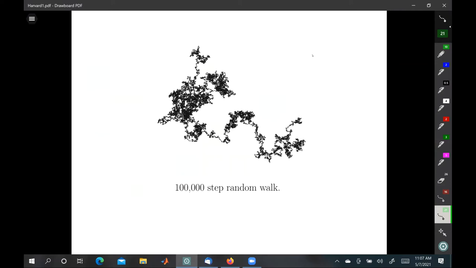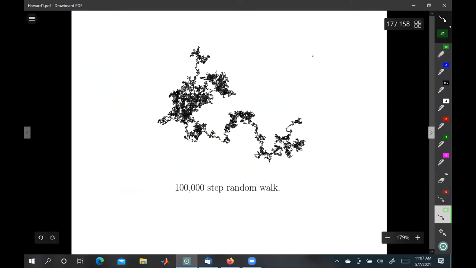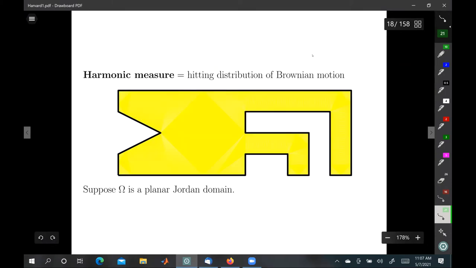And the problem is to say, where does it go? What happens to this? We all like to know what happens to a random process. If we could predict random processes, we'd be rich. Of course, they're random, so we can't do that. There is a limited version of this that we can do, which is called harmonic measure.